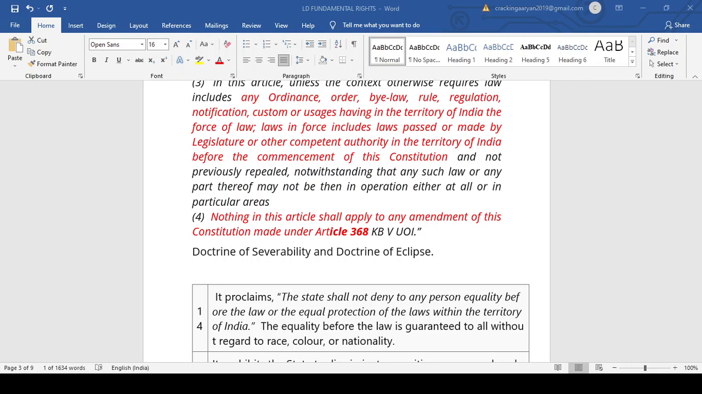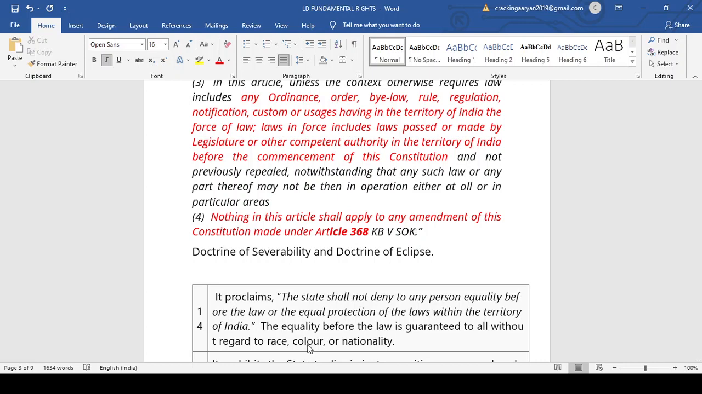Sorry to interrupt, but after Article 368, you have written Kesavananda Bharati versus Union of India. It is State of Kerala. Actually, most of the cases are related to Union of India, so that's why I wrote it; it is Kesavananda Bharati versus State of Kerala. Yeah, thank you.